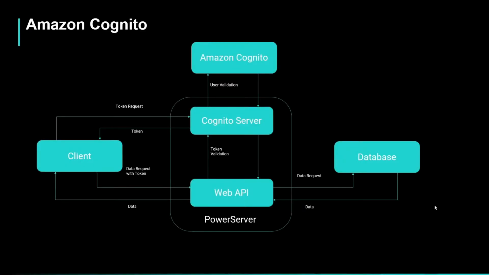Okay, so that was OAuth. Now let's look at Amazon Cognito. Now things change a little bit. What's going to be the same is that we're going to send a token request to the Cognito server that's built into PowerServer, get a token back, send that along with all our data requests. The token gets validated internally, and if the token is valid, then Web API goes and gets the data and sends it back to the client. What's different here is that we're no longer relying on the database for validating our users. We're actually going to go out to this outside service, Amazon Cognito, and use that to validate the users.